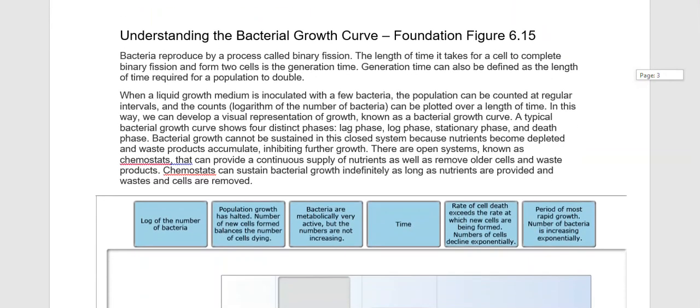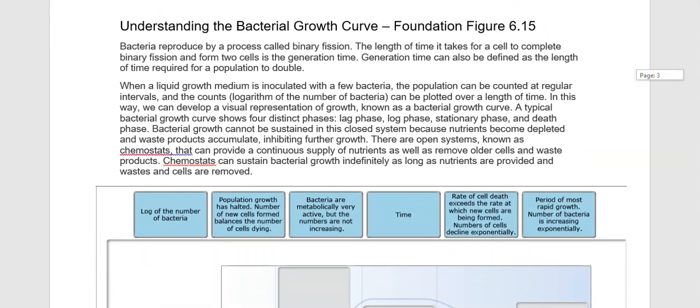All right. So understanding the bacterial growth curve. So bacteria reproduce by a process called binary fission. The length of time it takes for a cell to complete binary fission and form two cells is generation time. Generation time can also be defined as the length of time required for a population to double.